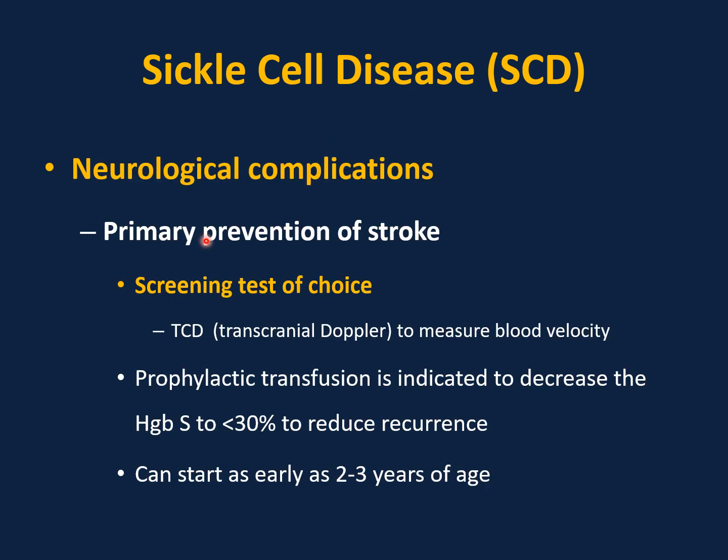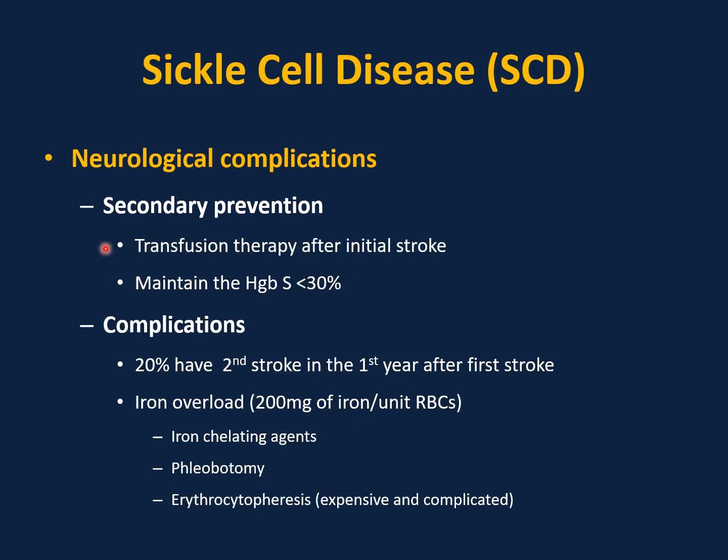Prevention of neurological complication: we have primary prevention by screening test, which is the transcranial Doppler, to measure the blood velocity. Prophylactic transfusion is indicated to decrease the hemoglobin S to less than 30% to reduce the recurrence of a stroke. This can start as early as 2 to 3 years of age. Secondary prevention: transfusion therapy after initial stroke, maintain the hemoglobin S less than 30%.